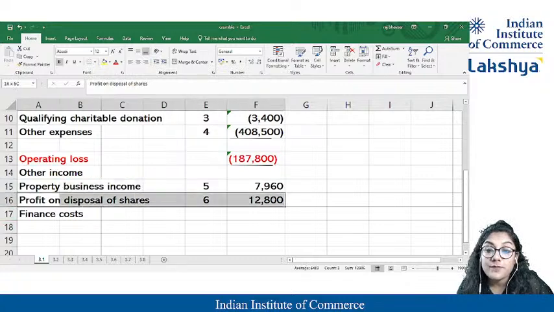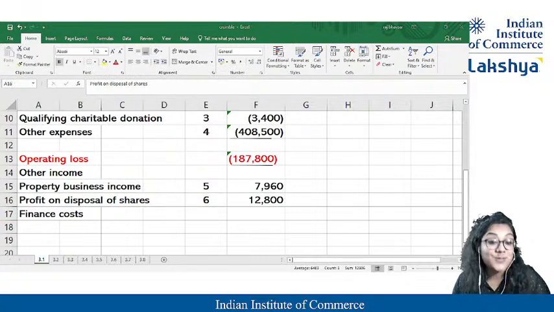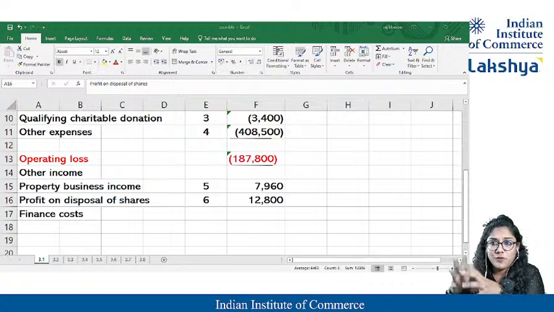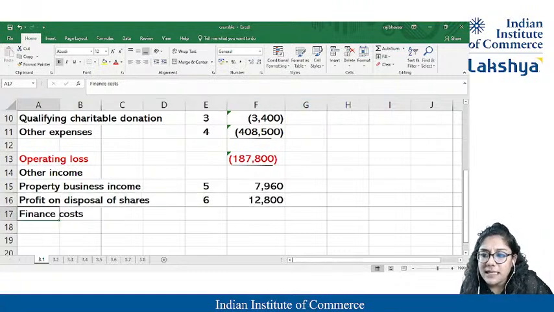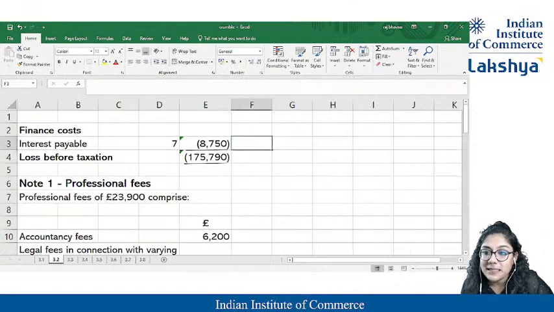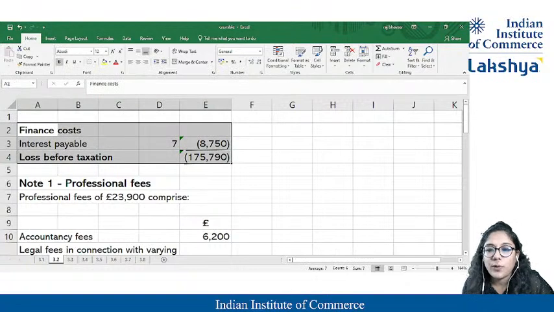Profit on disposal of shares. Ma'am, I will get some capital gains. I was having a share maybe for more than a year. I would have disposed it off, I would have got the profit, and these are other profits. Chalo. Ma'am, finance cost. Actually, I copied it in the next sheet, so students, I would have shown it there only.